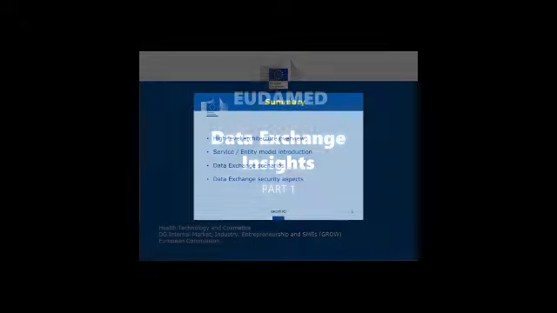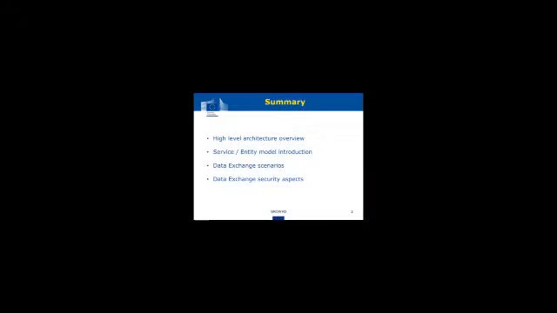The first thing that I want to envisage is the high-level architecture overview of the data exchange for Udamed, to explain a bit the service and entity model, because there are some points that I want to be sure got across to you correctly.